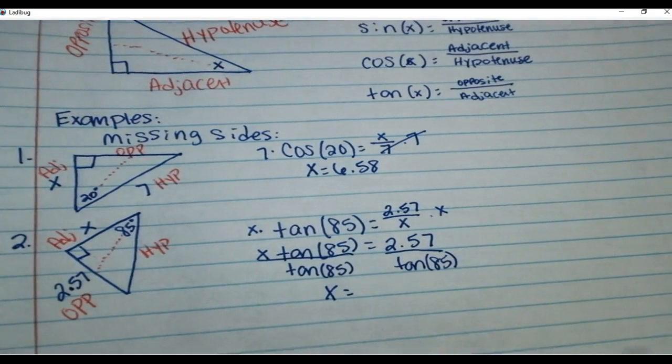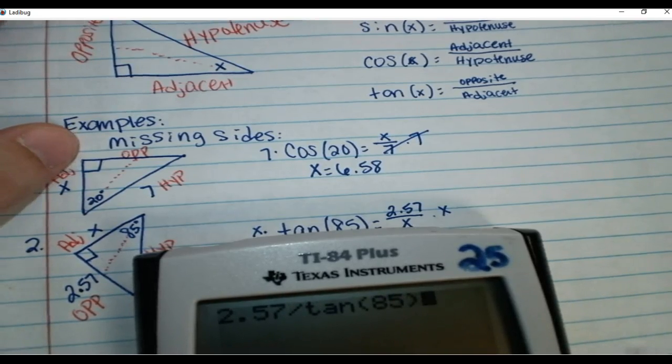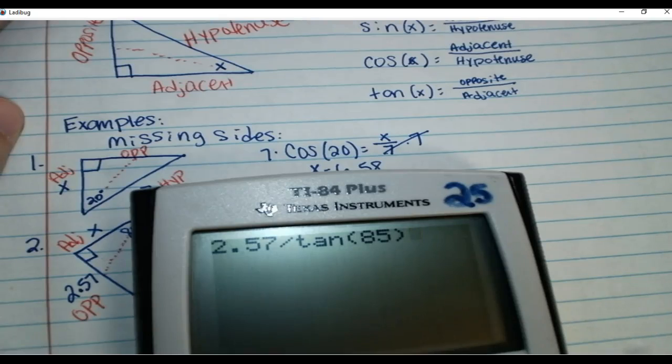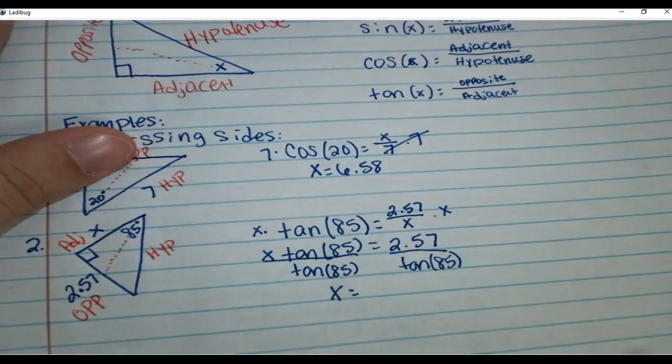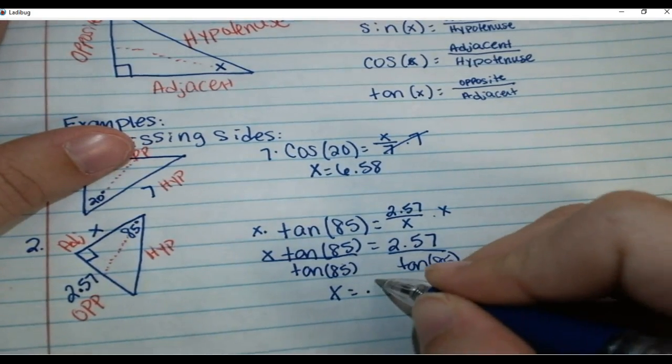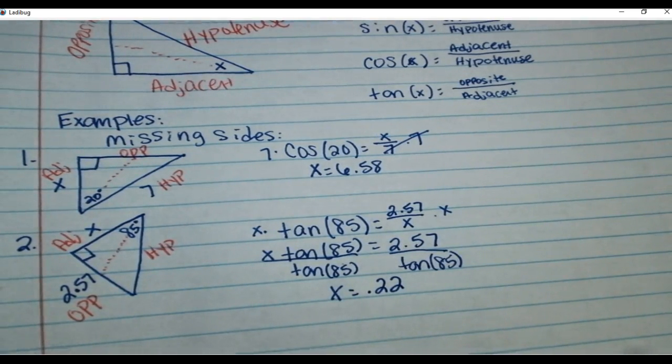And then we just type it in our calculator. So 2.57 divided by tan of 85. And hopefully you get 0.22. Questions on that?